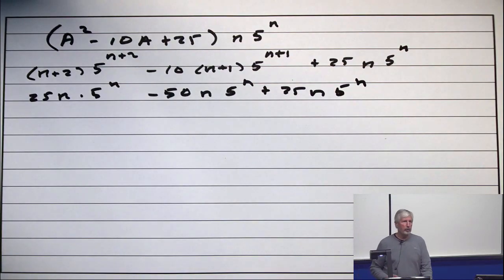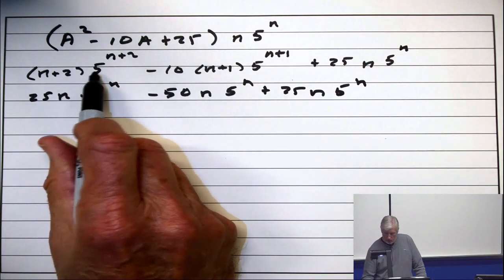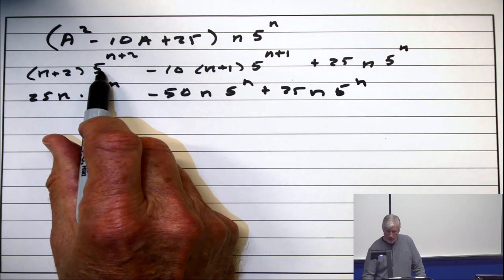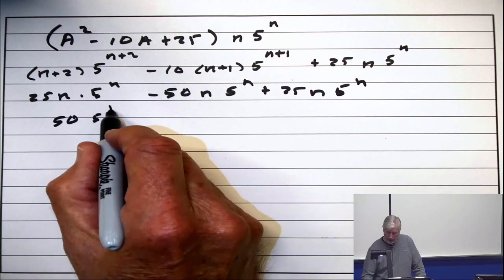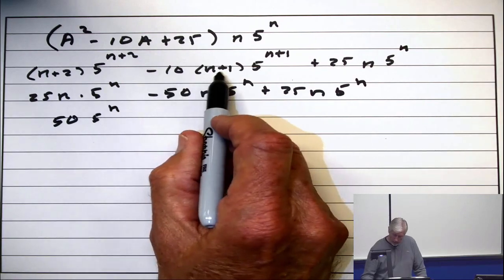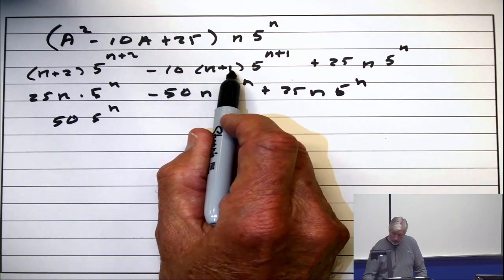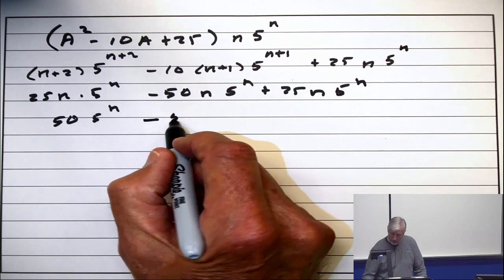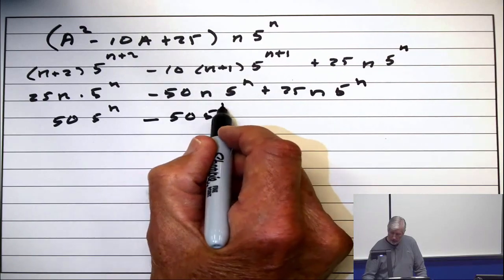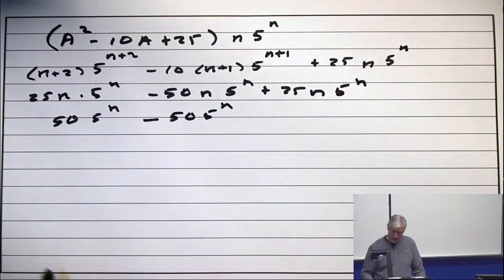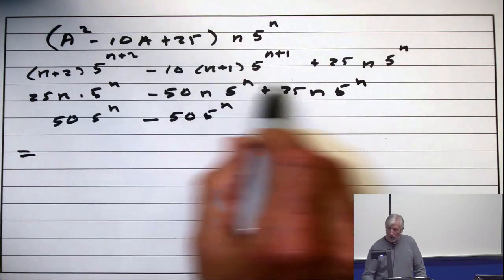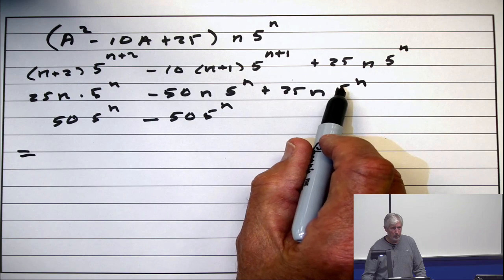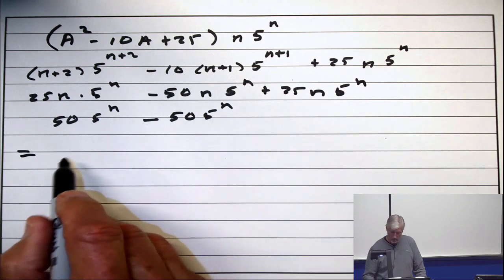Now, gather all the terms which just have a 5 to the n. Here, 2 times 5 to the n plus 2 is 50 times 5 to the n. Minus 10 times 1, minus 10 times 5, is minus 50 times 5 to the n. Oh, there's nothing over there. Well, you can see that all these cancel and these two cancel. Zero.